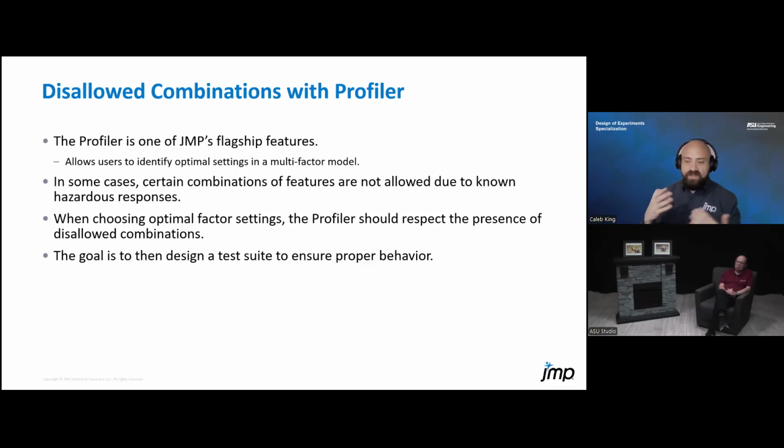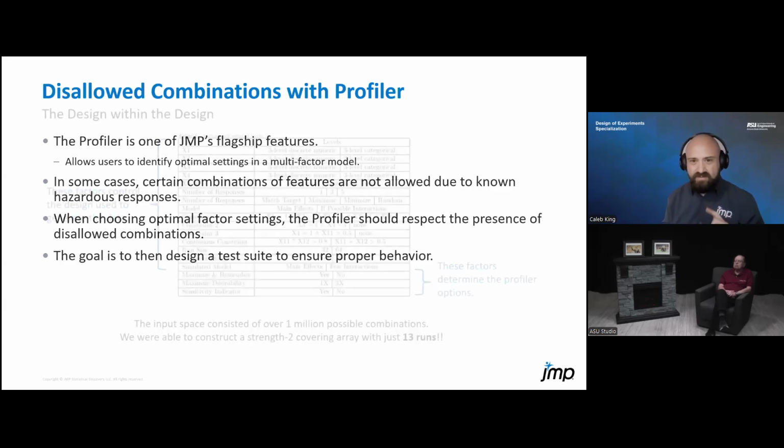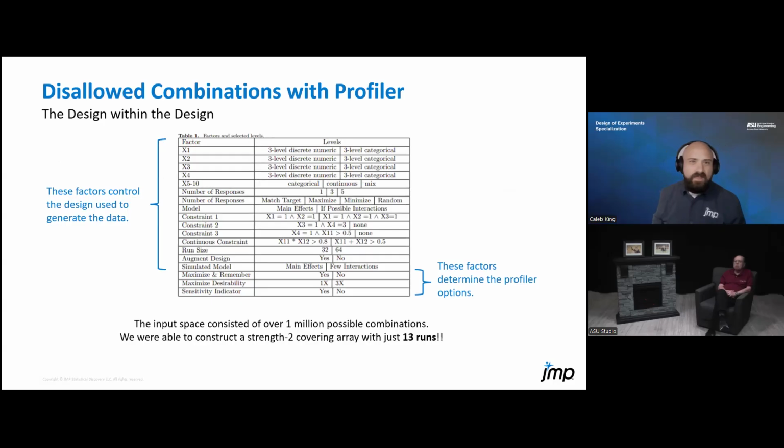So recently we incorporated that. So now the profiler is aware that it will look in the table and say, hey, if there are any disallowed combinations, I will respect that. I will make sure that the optimal settings I give you don't include those combinations. So that's very nice. But of course, we need to test that and make sure that that's accurately being done. This is what makes this interesting.